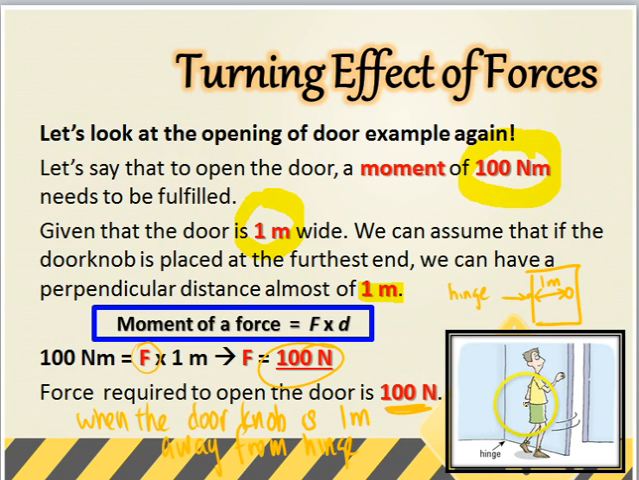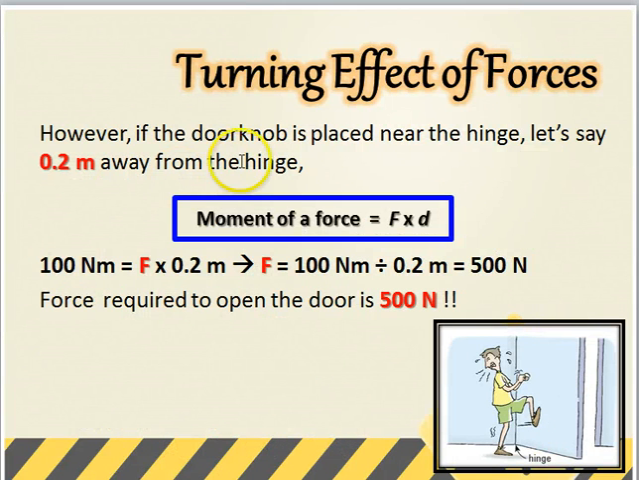Now, what if some silly engineer puts the doorknob very near to the hinge? Let's just say it is placed 0.2 meters away. So imagine a door. This is where the hinge is, and the doorknob is placed here. So the distance here is 0.2 meters. This is a very silly engineer that we have here.